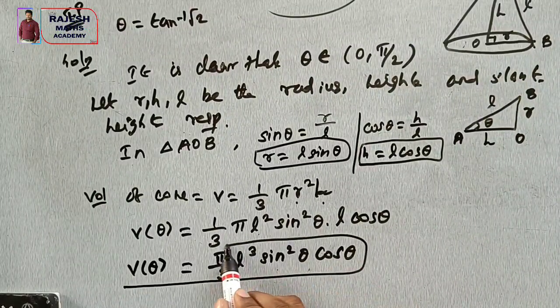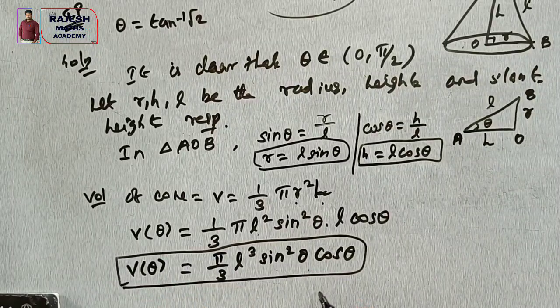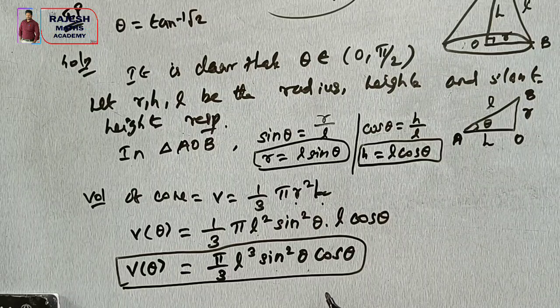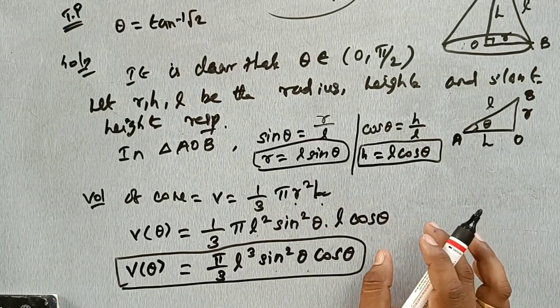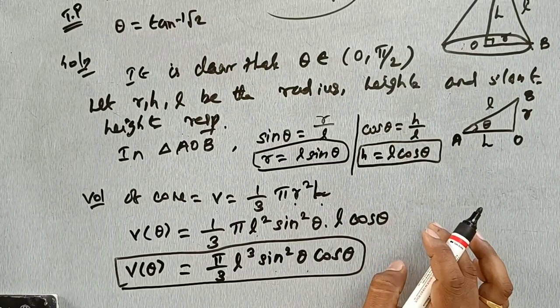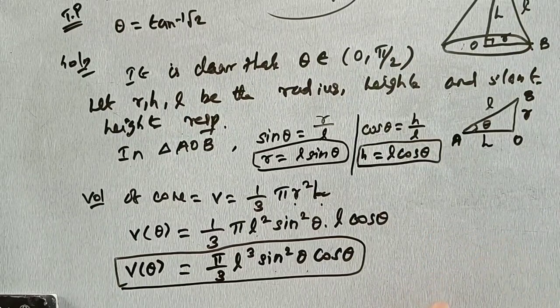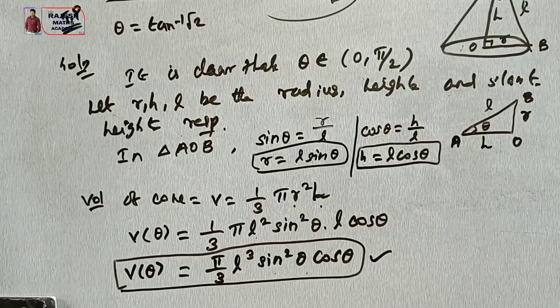So I will take this as a function. I am going to find the first derivative V dash of theta and make it equal to 0, and then I am going to find the second derivative, substitute the critical point in the second derivative, and show that V double dash of the critical point is less than 0. That is the concept. Now we will find V dash of theta.